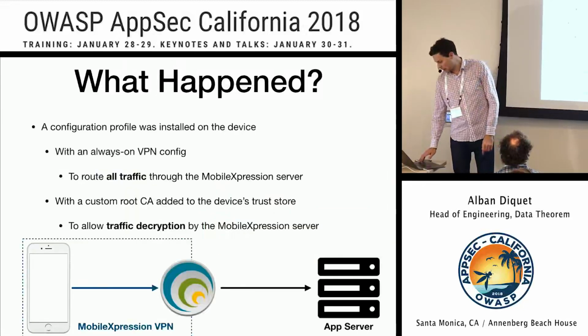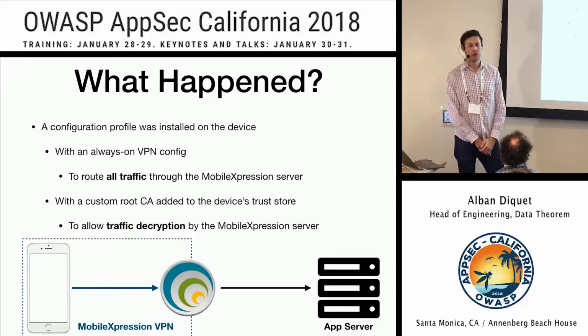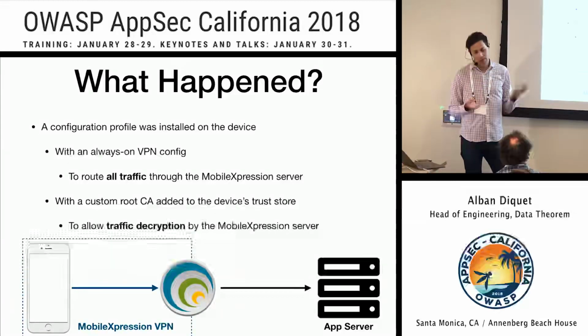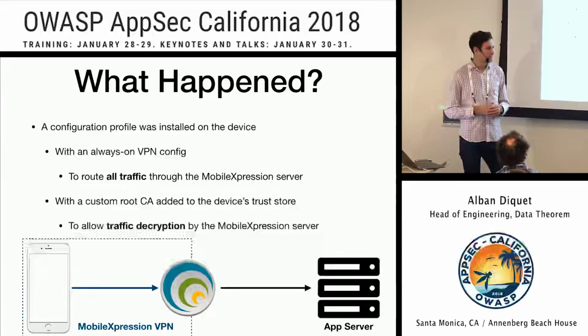So what happened there? Depending on how familiar you are with iOS, a configuration profile was installed on the device. A configuration profile is a very powerful tool that lets you configure an iOS device. It's mainly used by IT departments to enroll your phone into the corporate environment, the VPN and email. So it has access to a lot of different things.